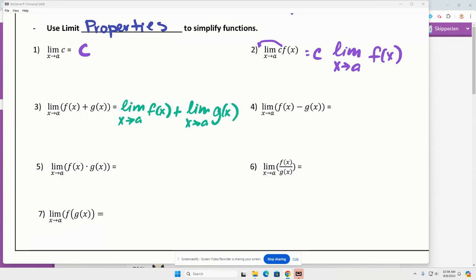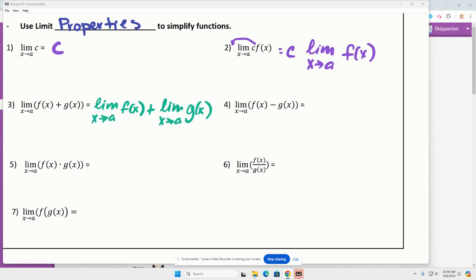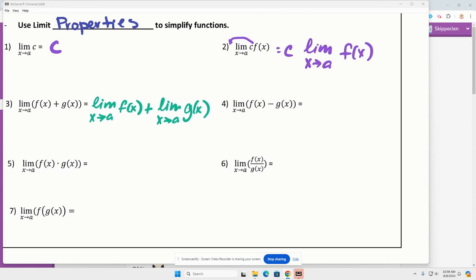And then that same idea holds for subtraction, multiplication, and division of 2 functions. You can rewrite them as they each get their own limit.